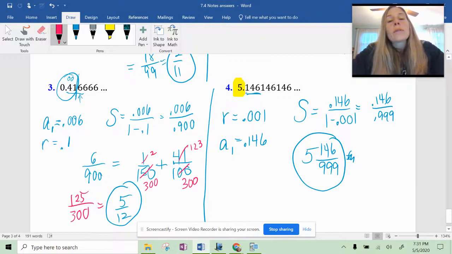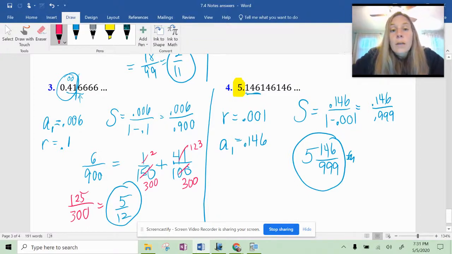And that's it. So that was our lesson on infinite geometric series and finding the sum of that. So that's it. If you have any questions, let me know.